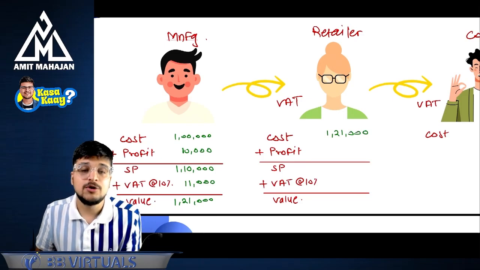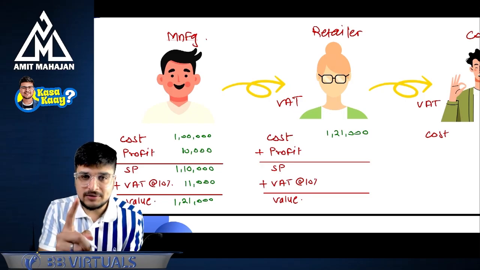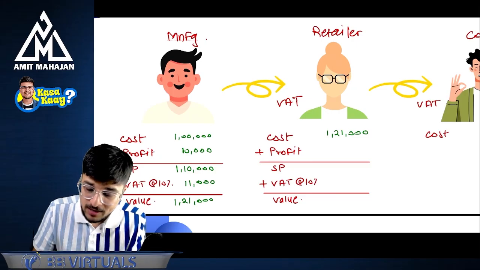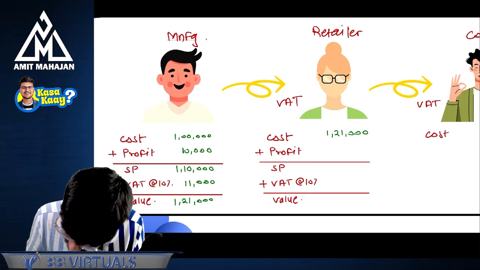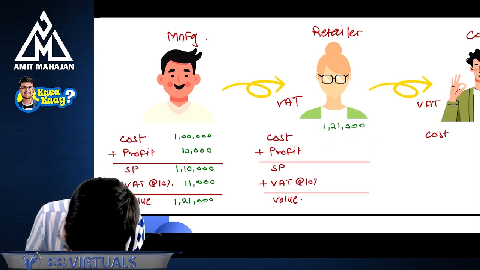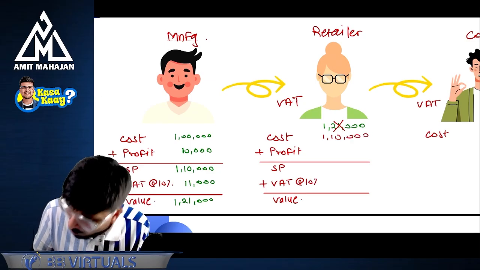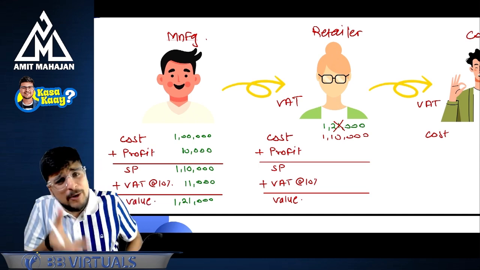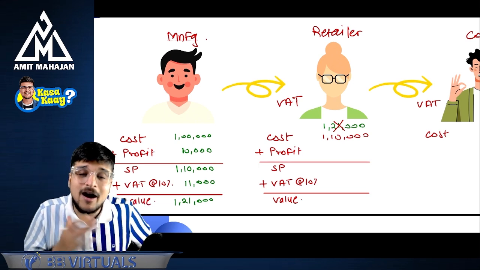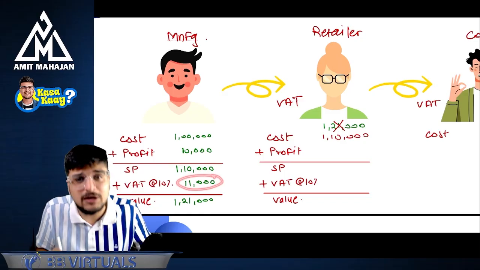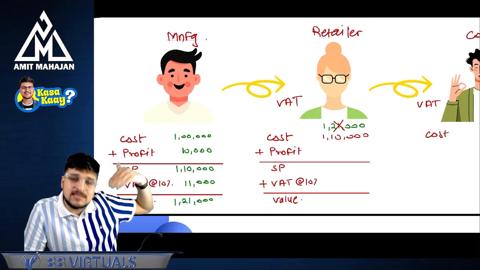But no, you are absolutely wrong. If you're thinking 1,21,000 is the cost for the retailer, you are absolutely wrong. I will say the cost for the retailer is only and only 1,10,000. Sir, what are you saying? Cost for the retailer is only 1,10,000, but he paid 1,21,000. I agree he paid 1,21,000, but this retailer is going to get a benefit of 11,000 rupees whenever he sells it further.